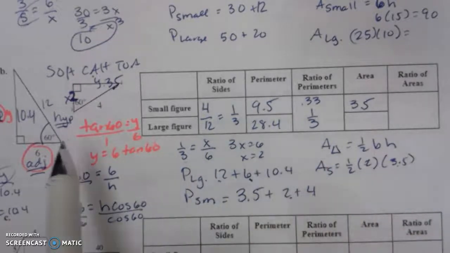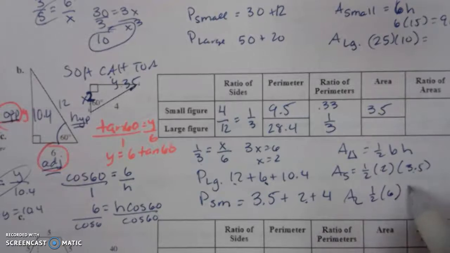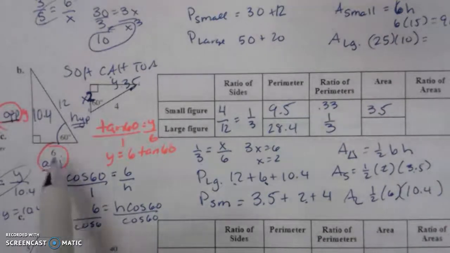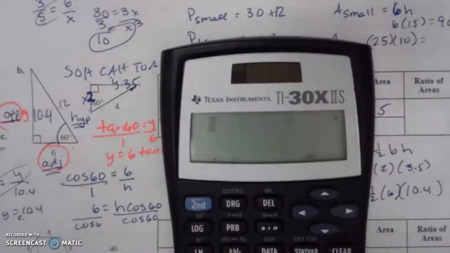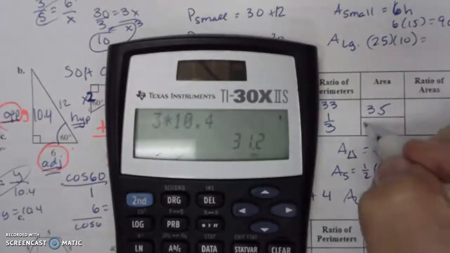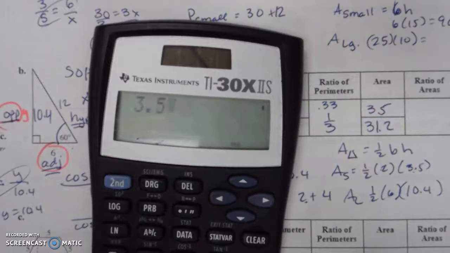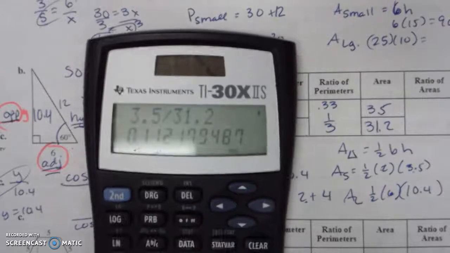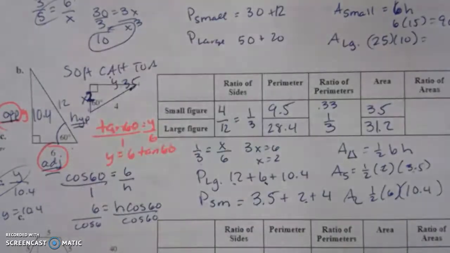And let's do the large. The area of the large is 1/2, the base is 6, and the height is 10.4. So we're going to go 1/2 of 6 is 3, 3 times 10.4 equals 31.2. And so what is 3.5 divided by 31.2? We get 0.111, which I'm going to tell you right now is going to be the same as 1 divided by 9, 0.111. So it's not the best example because things didn't work out pretty.